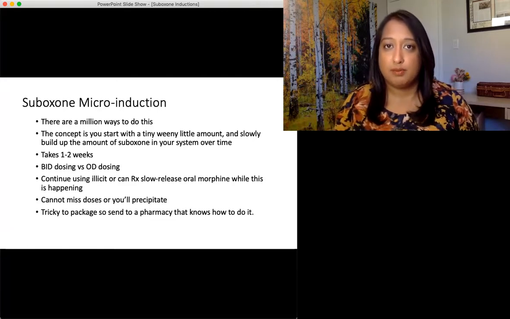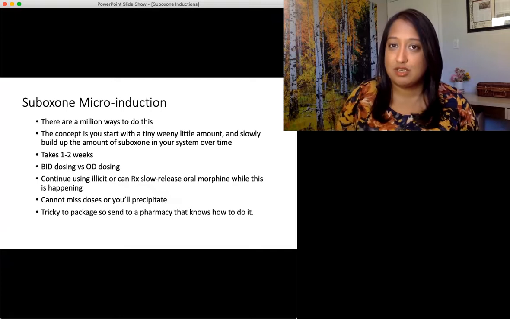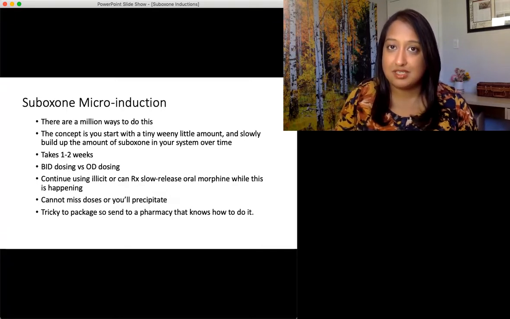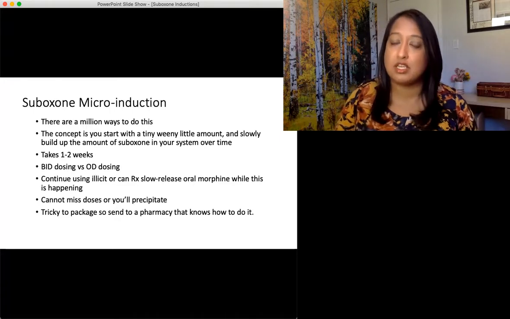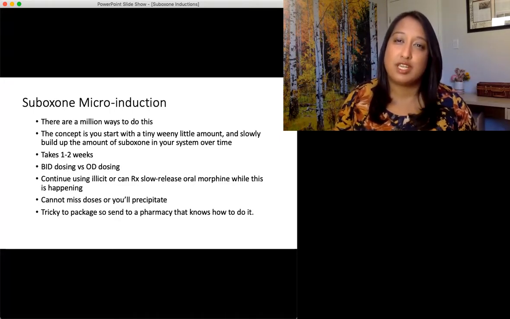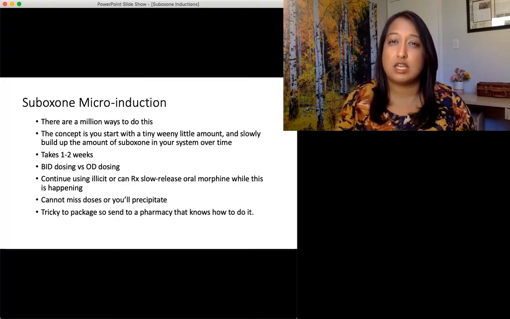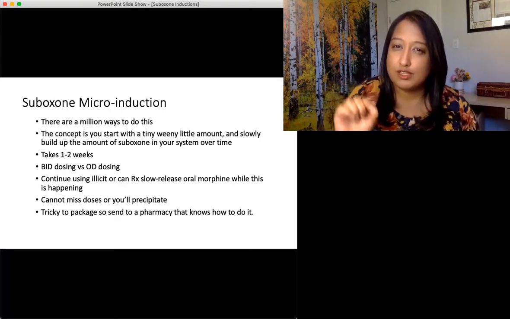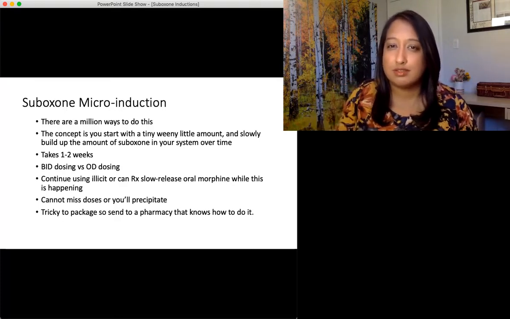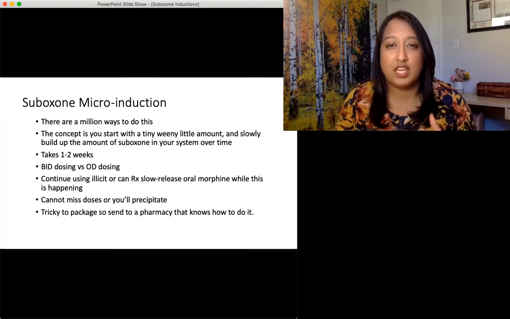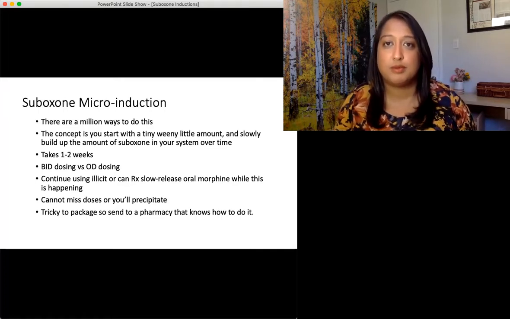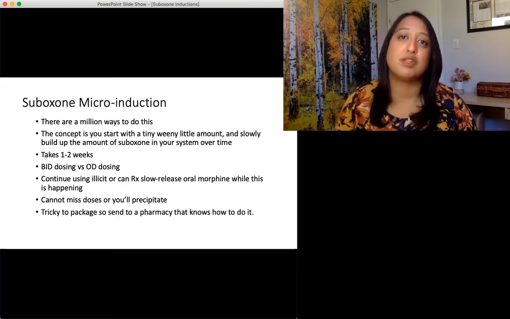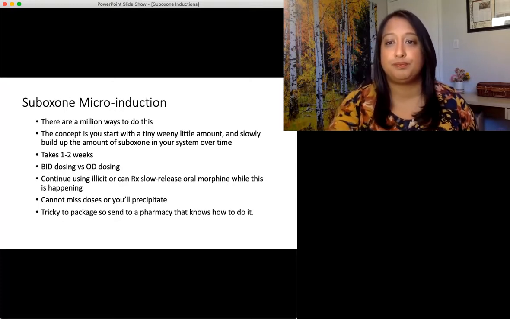The tricky thing about a microinduction is that if you miss some of those doses and you just kind of jump ahead, you're going to precipitate. If you miss some of those doses and the Suboxone drains out of your system, you're going to precipitate. So it can be very tricky. It's also tricky for pharmacists to be like, here, take this quarter of a tab today, and then 2/4 of the tab tomorrow. It's just a tricky, finicky thing. So make sure that the pharmacy is really aware and comfortable with doing microinductions. Make sure that the patient is really aware and comfortable with it as well.